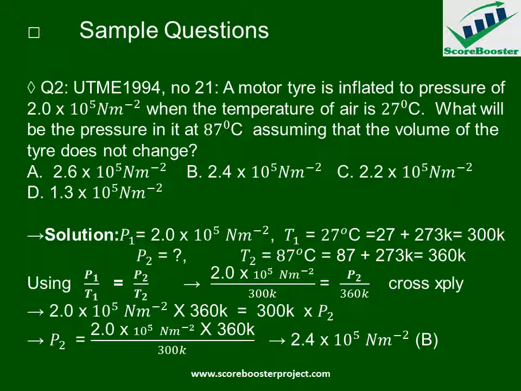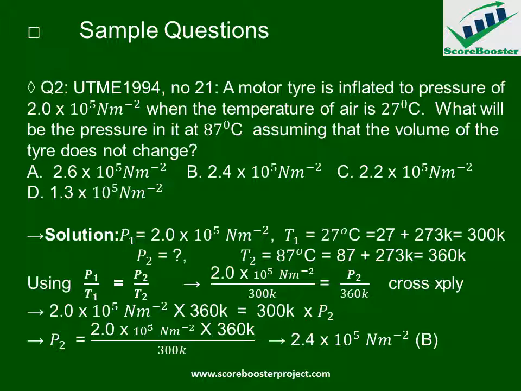Now, the next step is to proceed to substitution of the parameters in the pressure law equation. Using P1 over T1 equals P2 over T2, our P1 in this case is 2.0 times 10 raised to the power 5 Newton per meter square divided by T1, which is 300 Kelvin, equal to P2, which is unknown, over T2, which is 360 Kelvin.